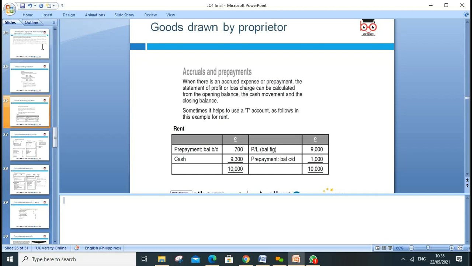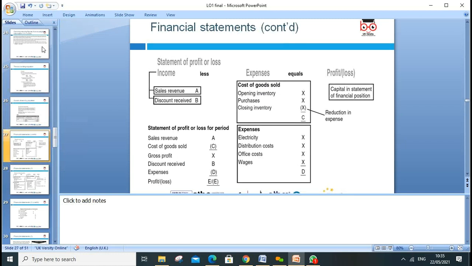And vice versa. Prepaid means advance paid. Prepaid expense is an asset, and prepaid income is a liability. Okay, so we can make adjustments accordingly in our books of accounts. Any questions, anyone? No. Okay.